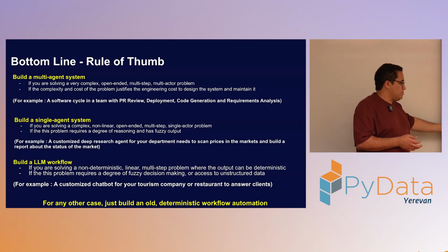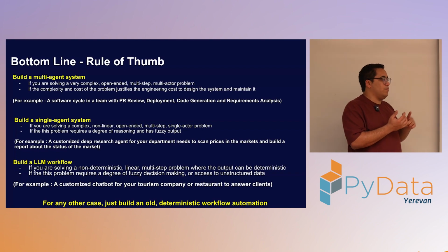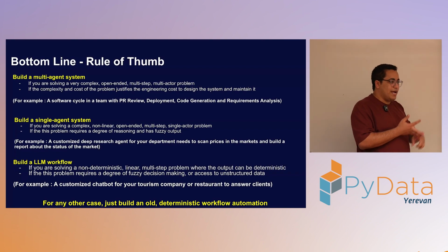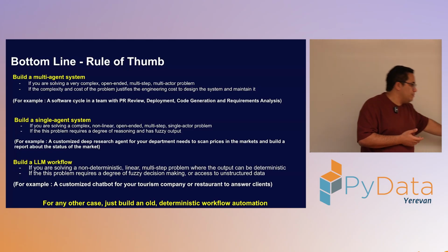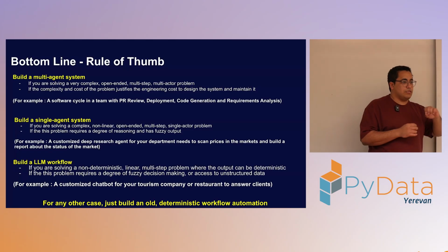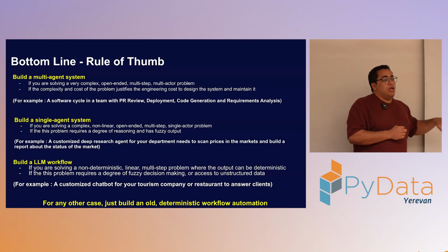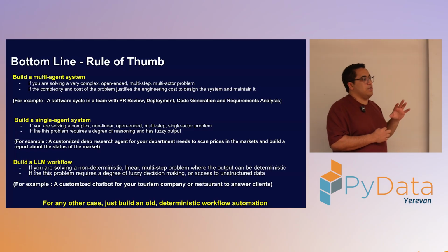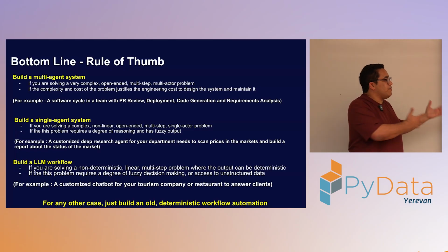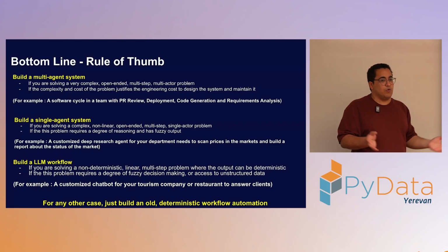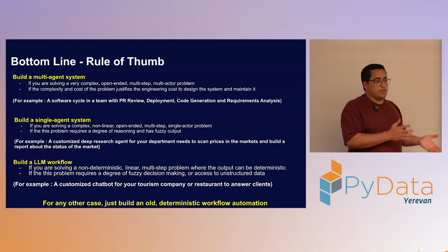If it's none of these, so if you have a deterministic problem, which is linear, which has one actor or so, and the output is deterministic, you just build an automation workflow for it. Just a normal one, it can be a Python script, it can be on N8N or another UI tool to build your whole system inside. So this is, for me, and I devised this based on my small observation, a rule of thumb. Sometimes you may need to change it.